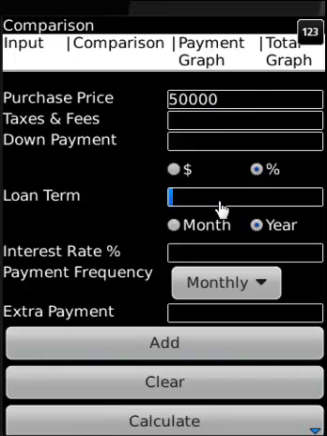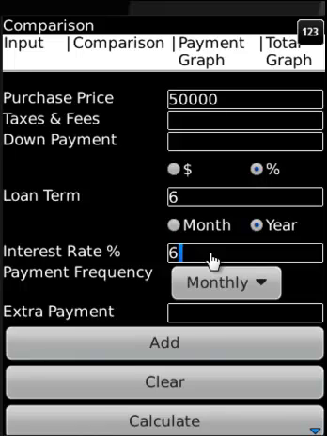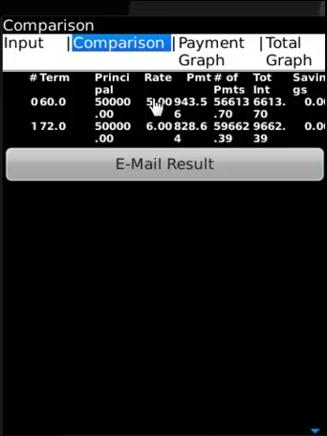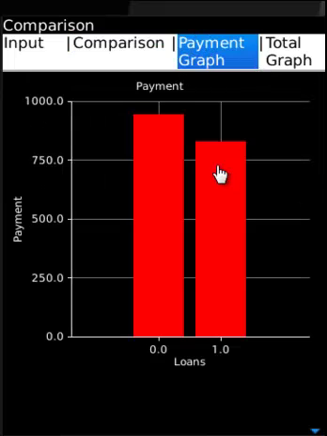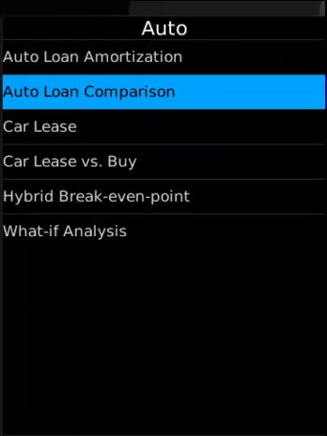So let us see, loan term is 5 years, 5%, and now let us say 6 years and 6%. Let's calculate. So you do comparison. We see the various values here: loan term, principal, rate, payment, total interest, savings, and how the payments compare, and how the total payments versus total interest actually compare. So we covered auto loan comparison.